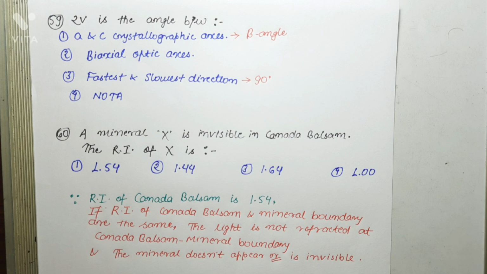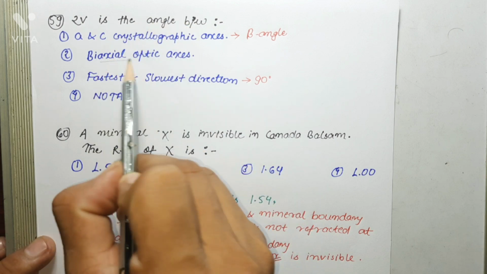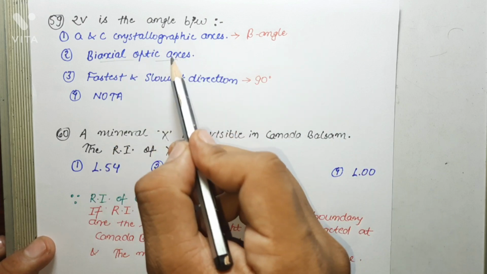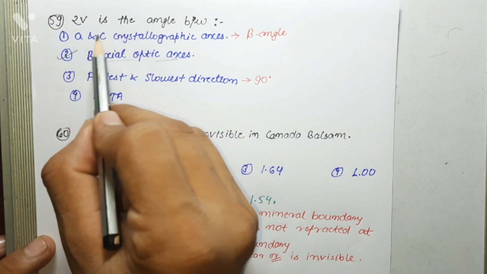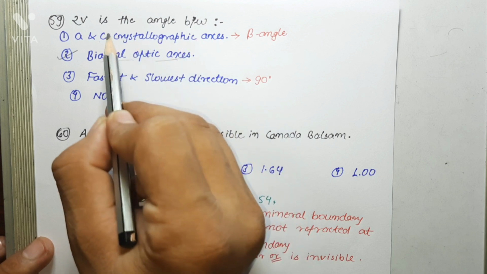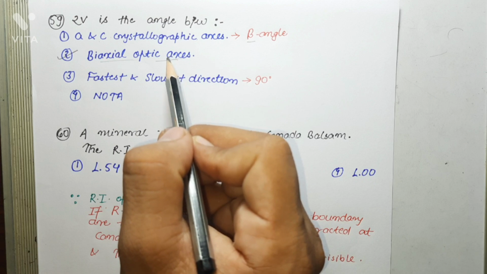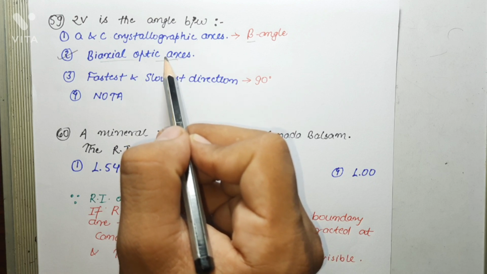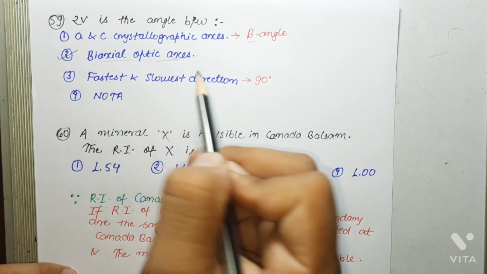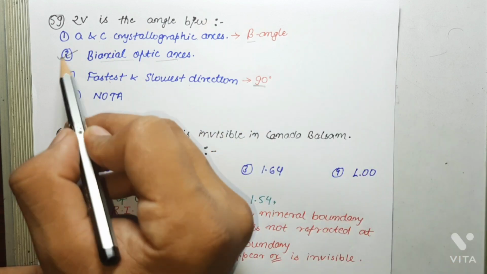So now the correct answer of this question, 2V is the angle between, the correct answer is biaxial optic axis. Because in a biaxial mineral there are two optic axes and 2V is the angle between them. Now, in the previous video I told you the angle between A and C crystallographic axis is beta angle, the angle between B and C crystallographic axis is alpha angle, and the angle between A and B crystallographic axis is gamma angle. The angle between fastest and slowest direction is always 90 degrees. Fastest and slowest directions are always perpendicular to each other. So yeah, the correct answer is biaxial optic axis.